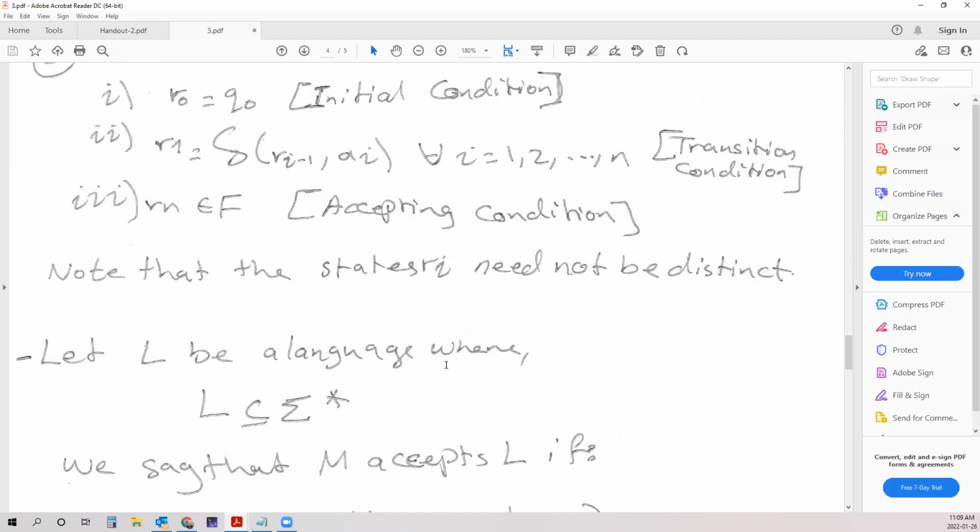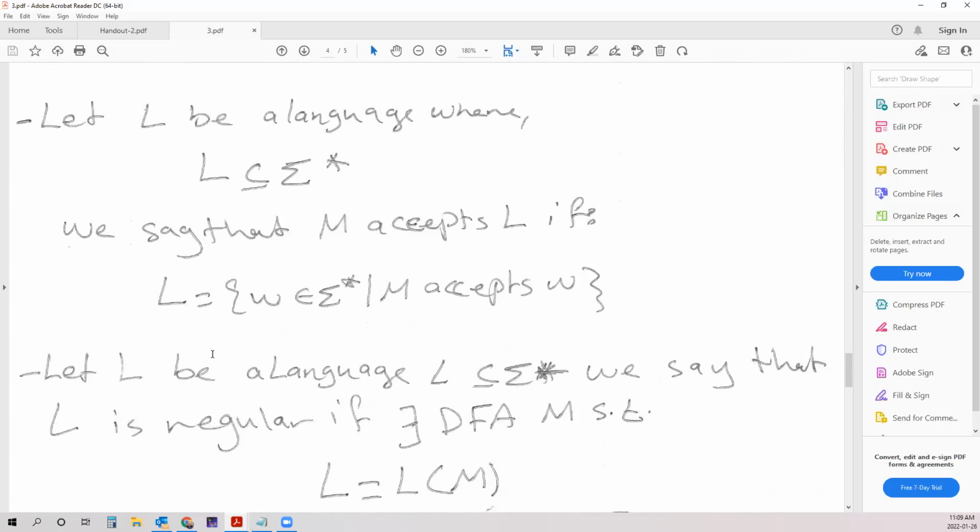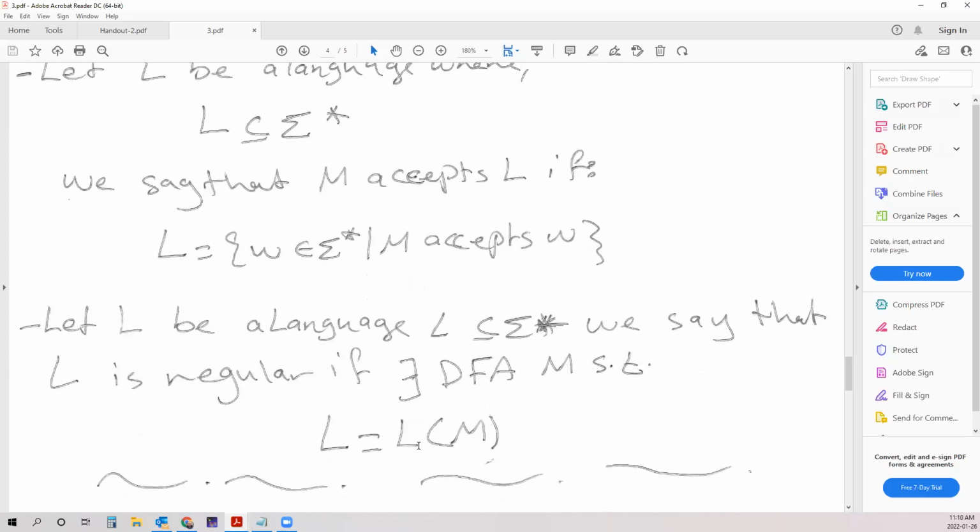Let L be a language where L is included in sigma star. We say that M accepts L if for a language L with a string W that belongs to that alphabet, M accepts W. Let L be a language included in that alphabet. We say that L is regular if there exists a DFA M such that L equals L of M.